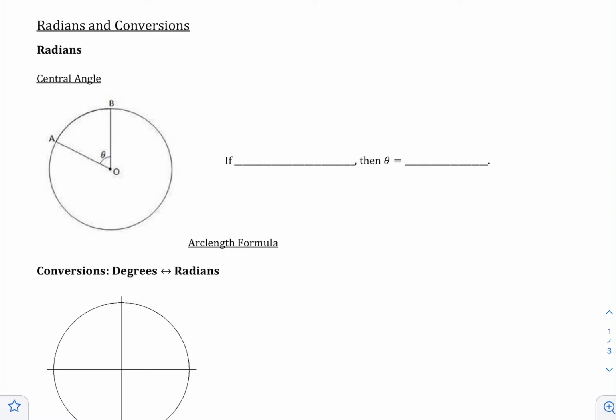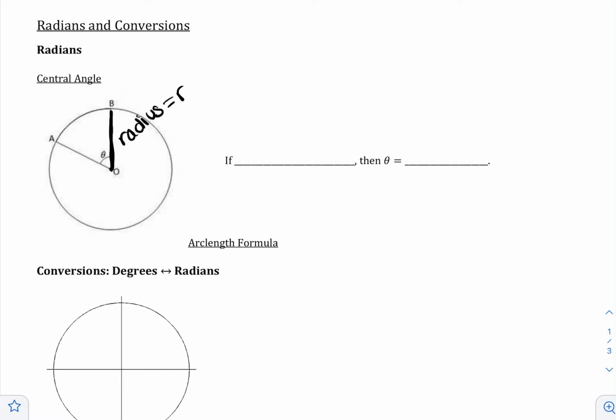So to define a radian, we take what is called a central angle. And I have a little diagram of a central angle. A central angle is an angle that the vertex is in the center of the circle, hence the word central. Now, a circle has what is called a radius. The radius is the distance from the center to any edge of the circle. It's always the same. So this is called the radius, and we denote it by the letter R.